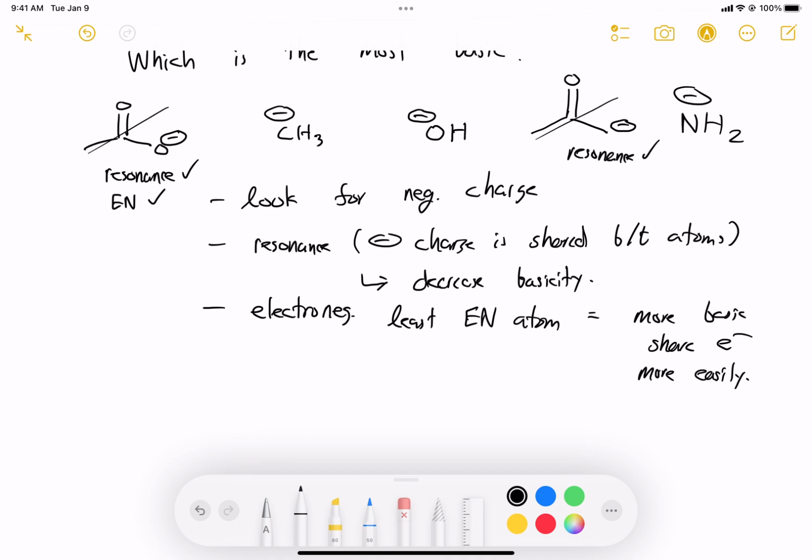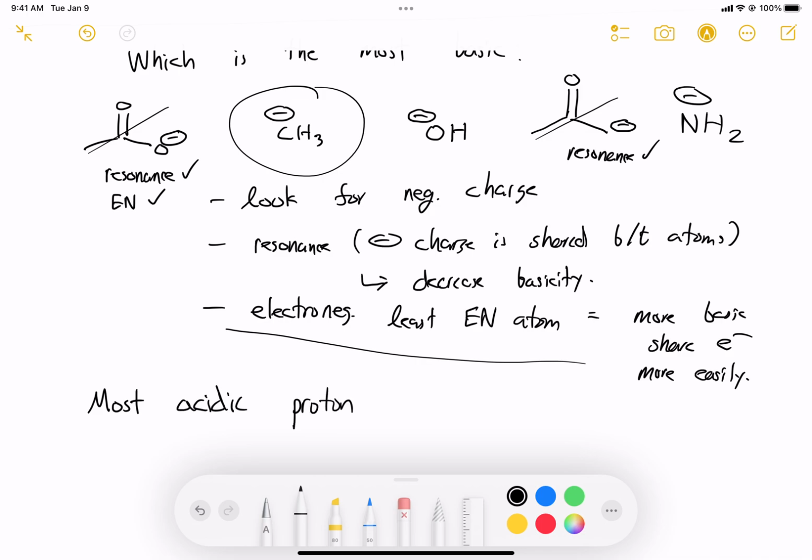Okay, now our competition is nitrogen, NH2 minus, OH minus, CH3 minus. And then the criteria here is electronegativity. And in this case, carbon will win right here. So this is the strongest base out of all those three. All right, how about most acidic? Let's try most acidic proton.